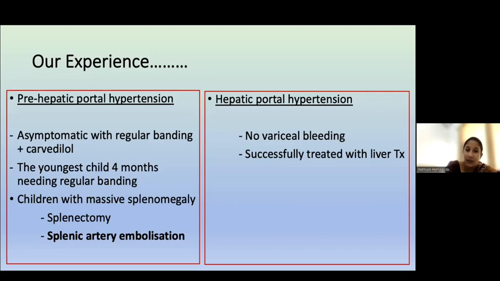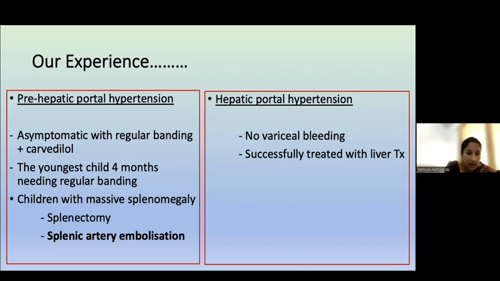And the youngest child, you already saw what we did. She was 4 months old. She's still needing regular banding every 3 months, but doing very well. Now no more bleeds. And her spleen, when she presented to us, was around 9 centimeters. Now it has shrunken to around 4 centimeters.